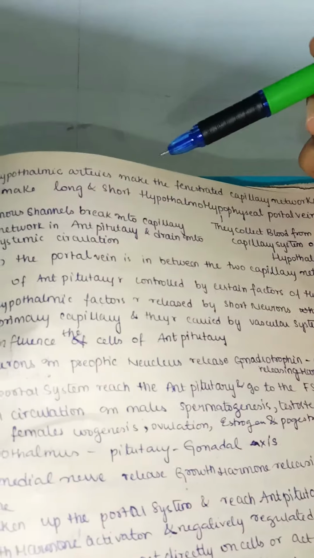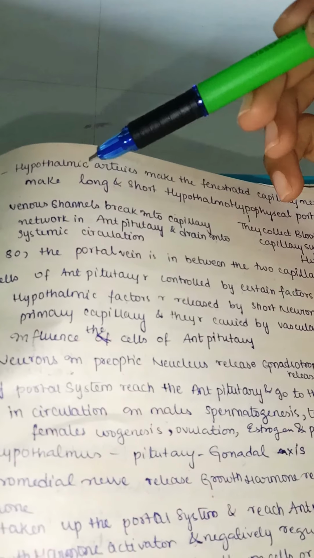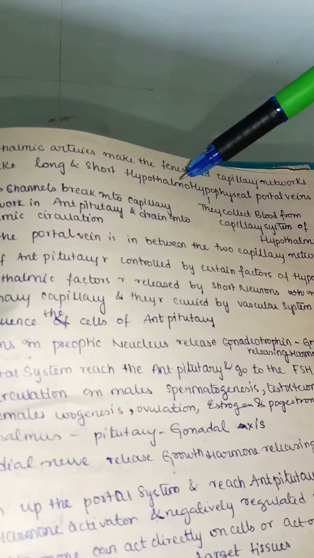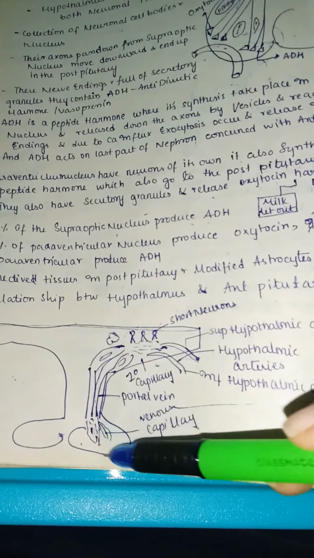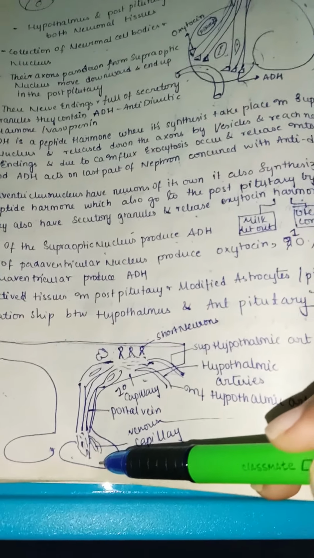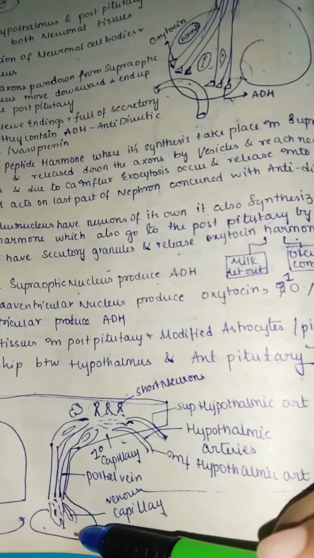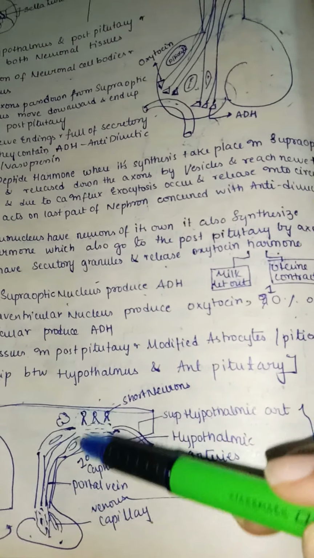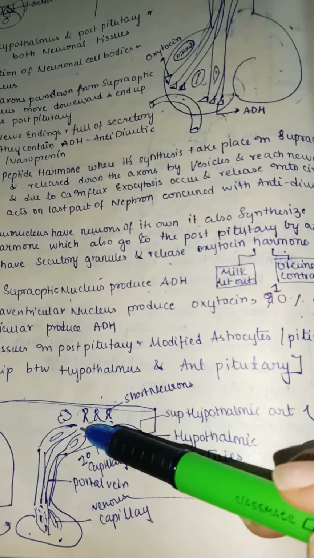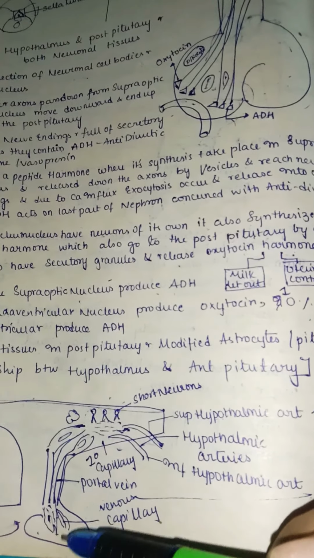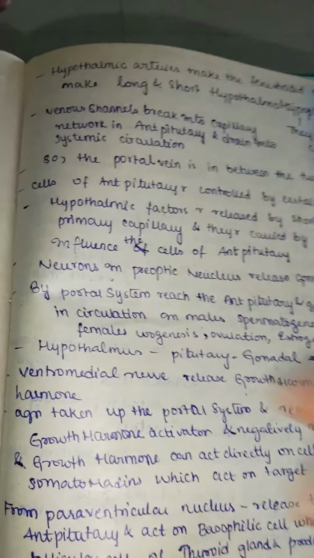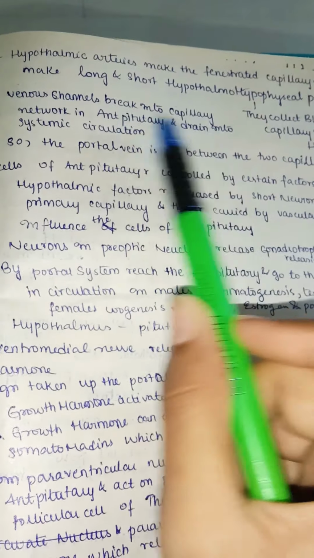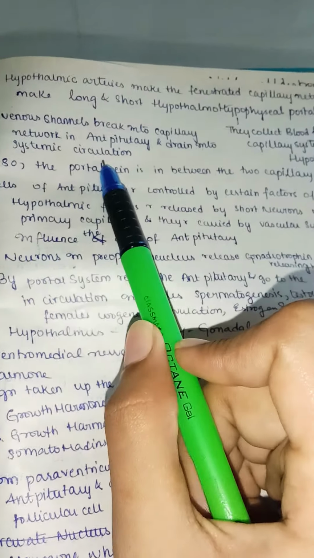So you can see here the hypothalamic arteries make the fenestrated capillary network, and make long and short hypothalamo-hypophyseal portal veins. This is called hypothalamo-hypophyseal portal veins because it goes from the hypothalamus to the hypophysis; we also call the anterior pituitary the adenohypophysis, right? The hypothalamo-hypophyseal portal veins collect the blood from the capillary system of the hypothalamus and send it to the anterior pituitary. You can see the venous channels break into a capillary network in the anterior pituitary and they drain into the systemic circulation.